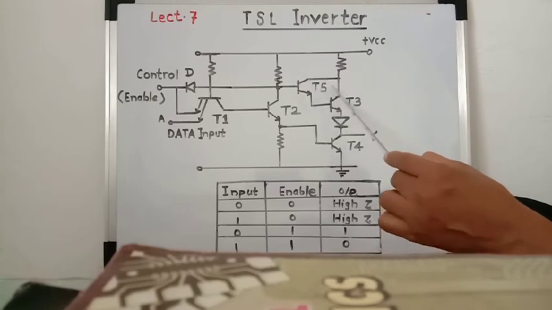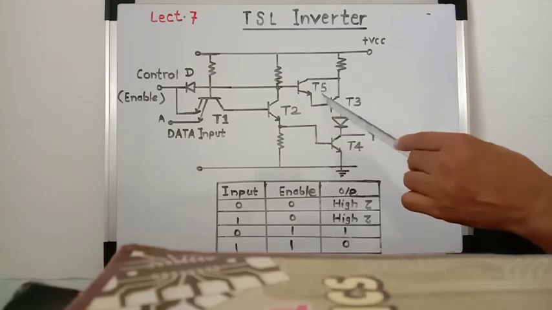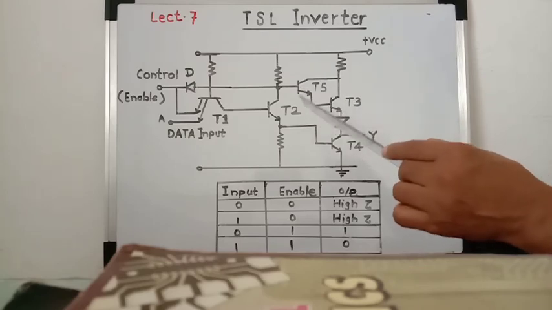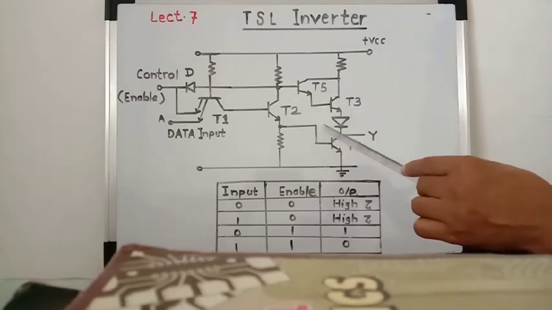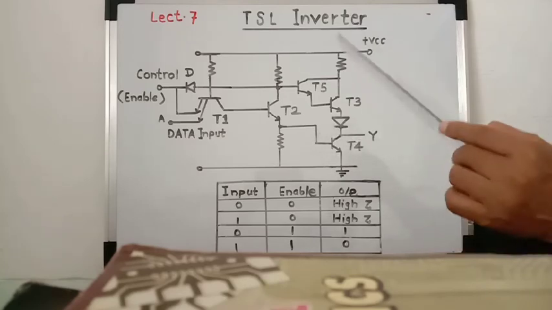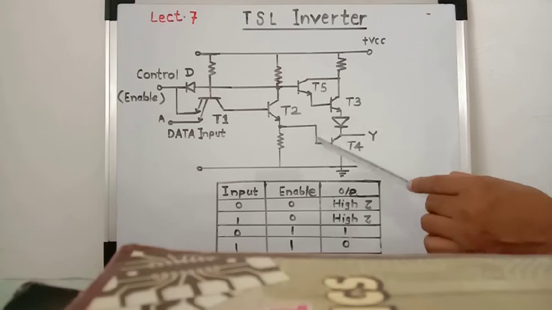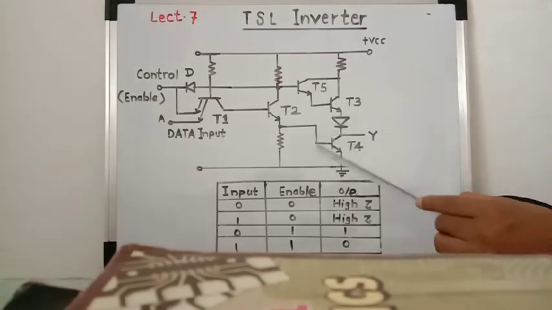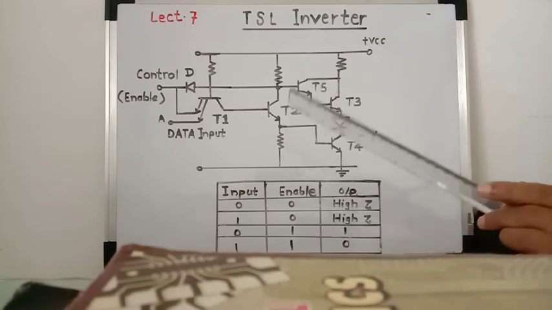Since transistor T3 is turned on, the output transistor T4 goes cut off. Since T4 is cut off, Y is equal to 1.